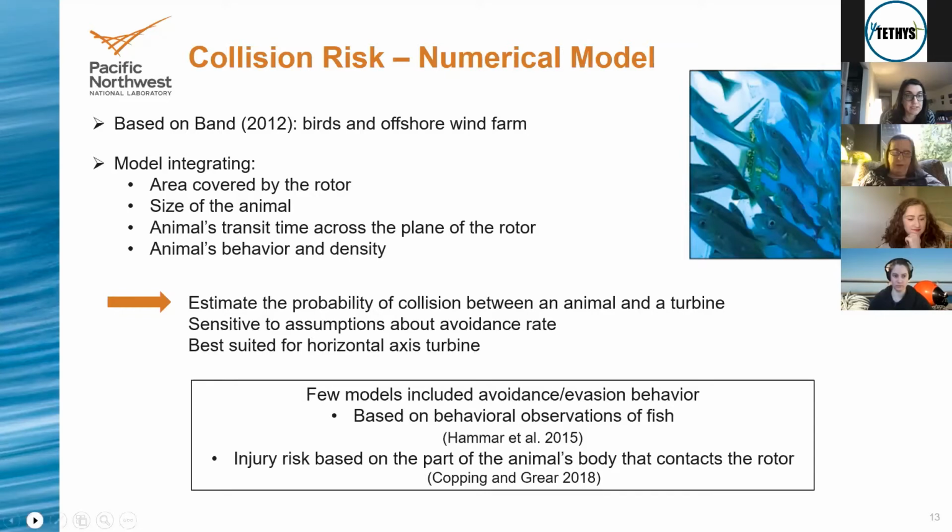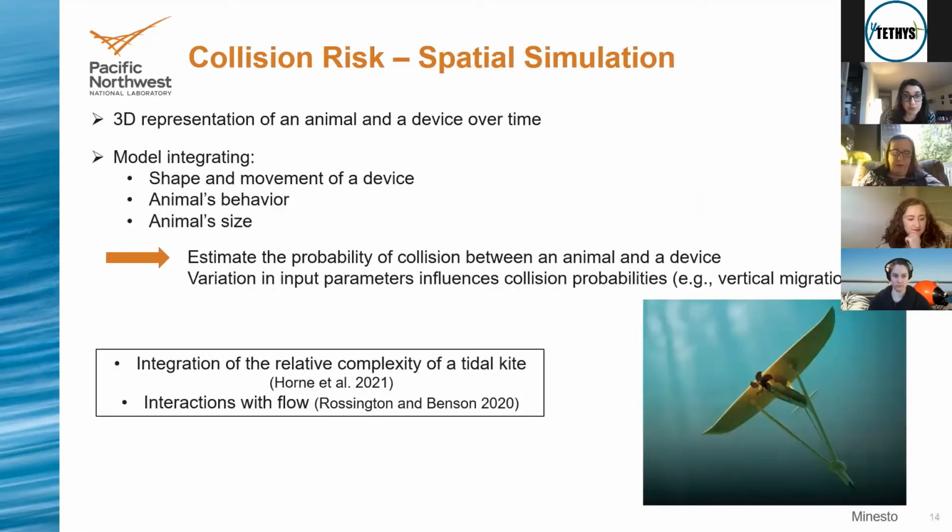Next. For collision risk models, there is also what we call a spatial simulation. And this is used to represent the animal and a device over time in 3 dimensions. This type of model integrates the shape and movement of a device, the animal's behavior, and the animal's size. And it is used to estimate the probability of collision between an animal and a device. The variation in input parameters here influences the collision probability, such as, for example, the vertical migration of fish in the water column. And this type of model can be used to integrate the relative complexity of a tidal kite compared to other models which were more used for tidal turbine. And they can also include the interaction with flow.